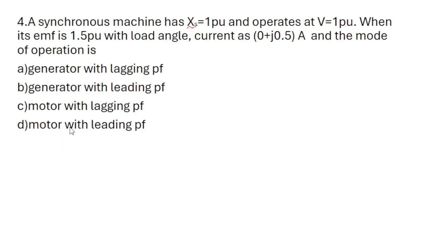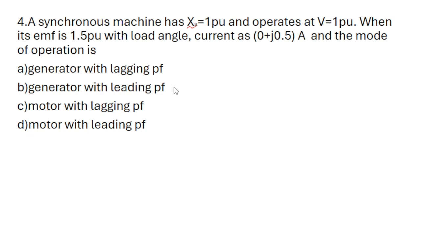Next question. A synchronous machine has Xs equal to 1 per unit and operates at V equal to 1 per unit. When its EMF is 1.5 per unit with load angle, the current is 0.0 plus j0.5. The mode of operation is: option A, generator with lagging power factor; option B, generator with leading power factor; option C, motor with lagging power factor; option D, motor with leading power factor.